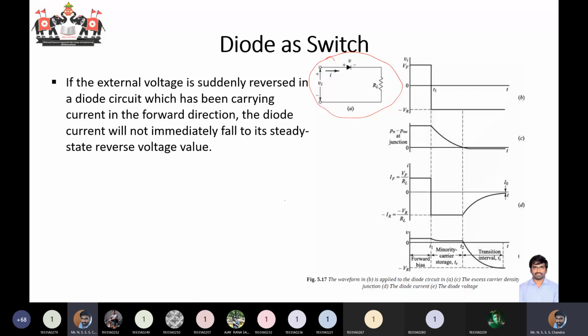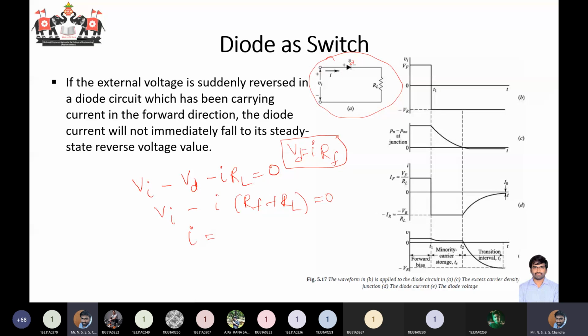For this circuit, I am going to write the KVL now. So if I write the KVL, it will be Vi minus the voltage across the diode Vd, minus I into RL equal to 0. Now if I consider the resistance of the diode as RF, the forward resistance, then Vd is equal to I into RF, the current through the diode into the resistance offered by the diode. So it is Vi minus I into RF plus RL, so current will be equal to the supply voltage divided by RF plus RL.